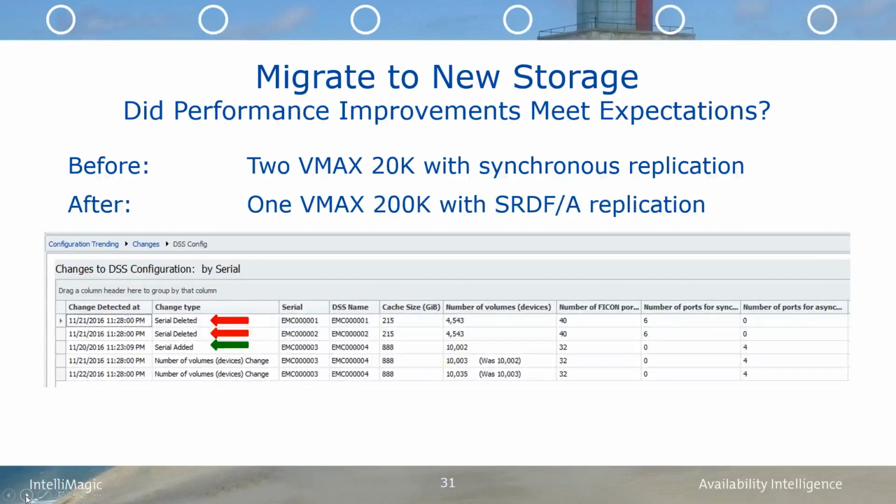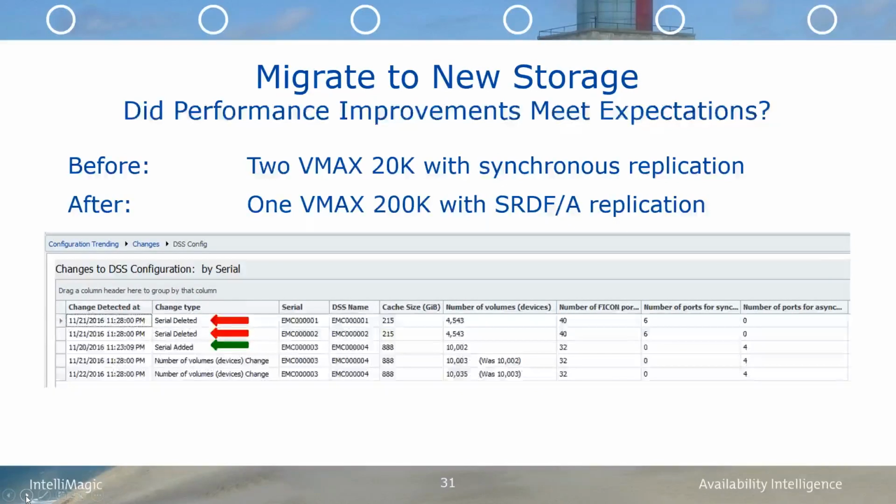And this is a chart that you see from IntelliMagic Vision that tells you a history of changes that you have in your environment. So that's an example of the kind of information you can get if you're running IntelliMagic Vision. You can see serial numbers deleted, serial numbers added, number of volumes being changed, etc.